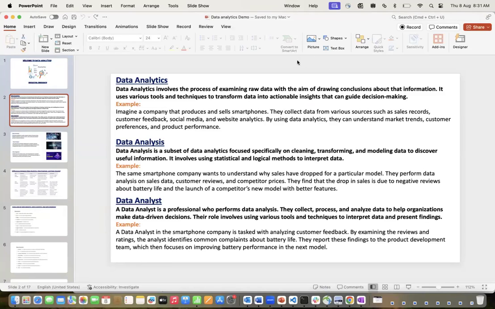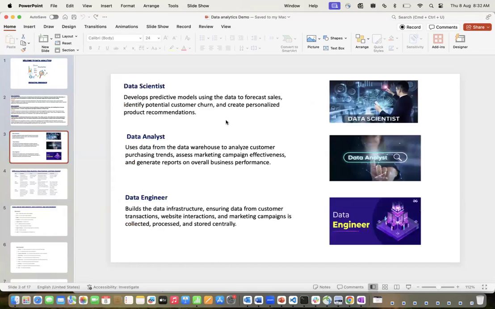Okay. Since this is about basic terms, before jumping into the topic of the data analyst, we'll talk about data scientist, data analyst, and data engineer. Nowadays, data analyst and data engineer are a one-man show.